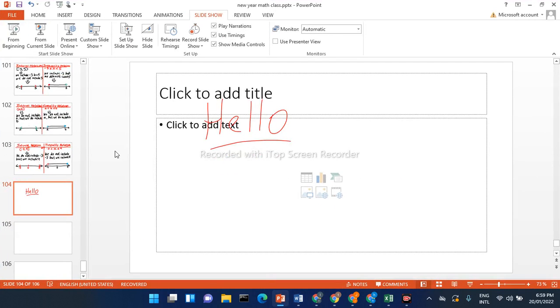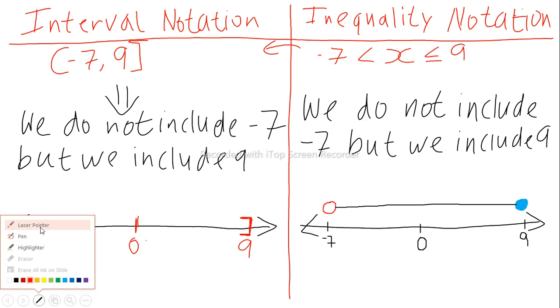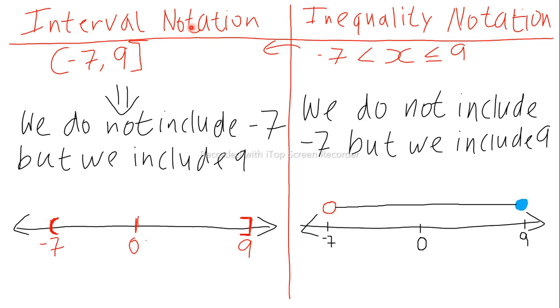So the last time we were here, we were talking about interval notation and inequality notation. And we said that the open bracket here means that we do not include -7, whereas this closed bracket here means that we do include 9. So we do not include -7, but we do include 9.